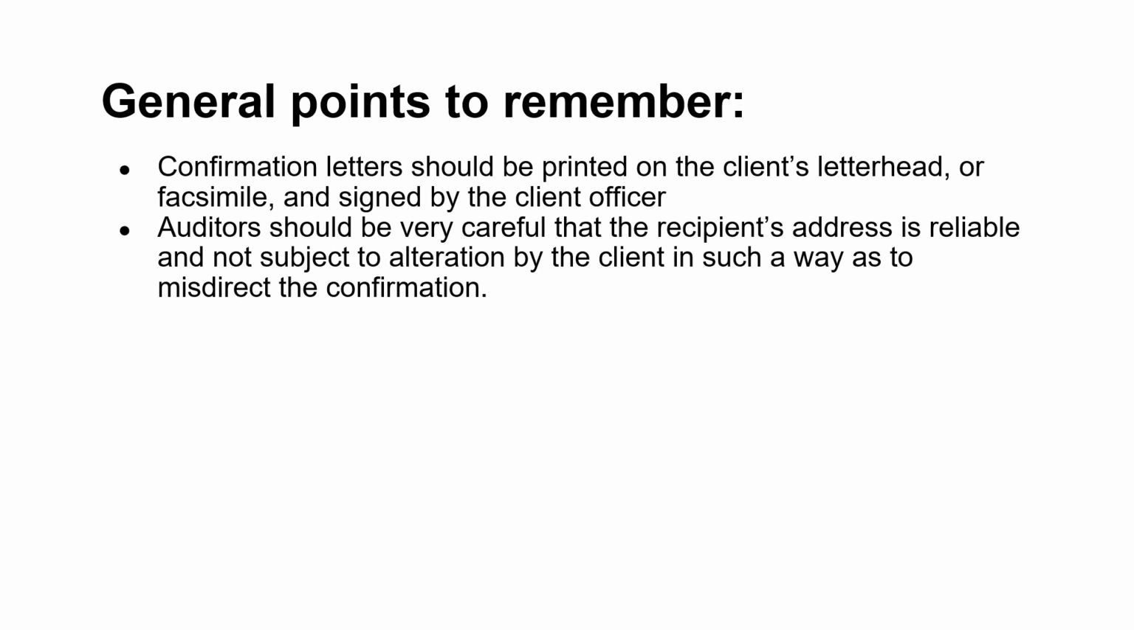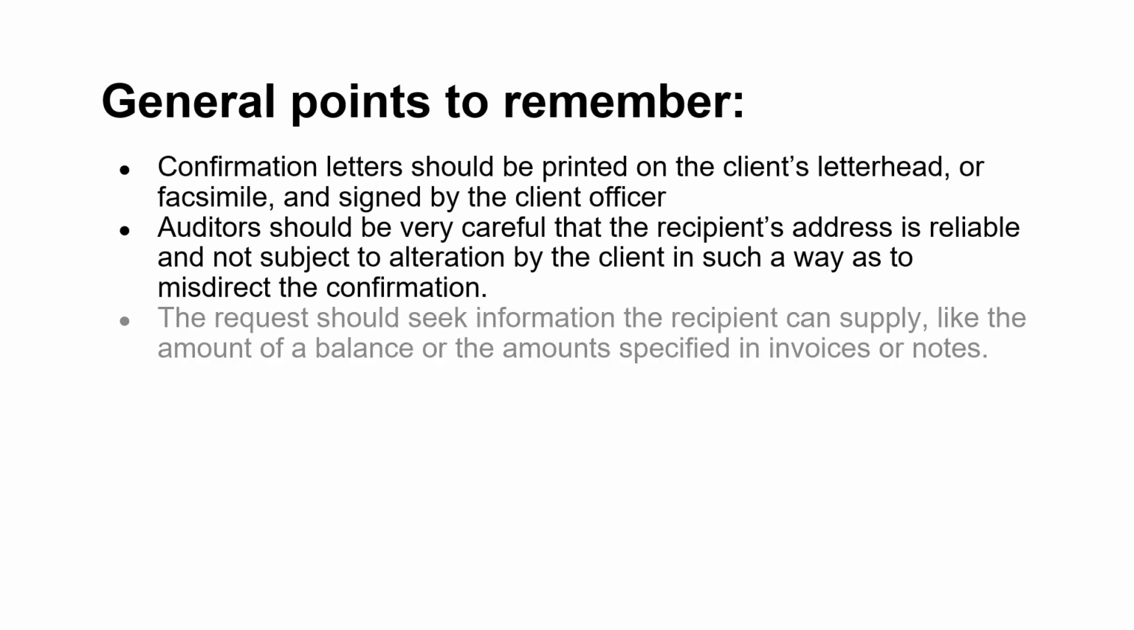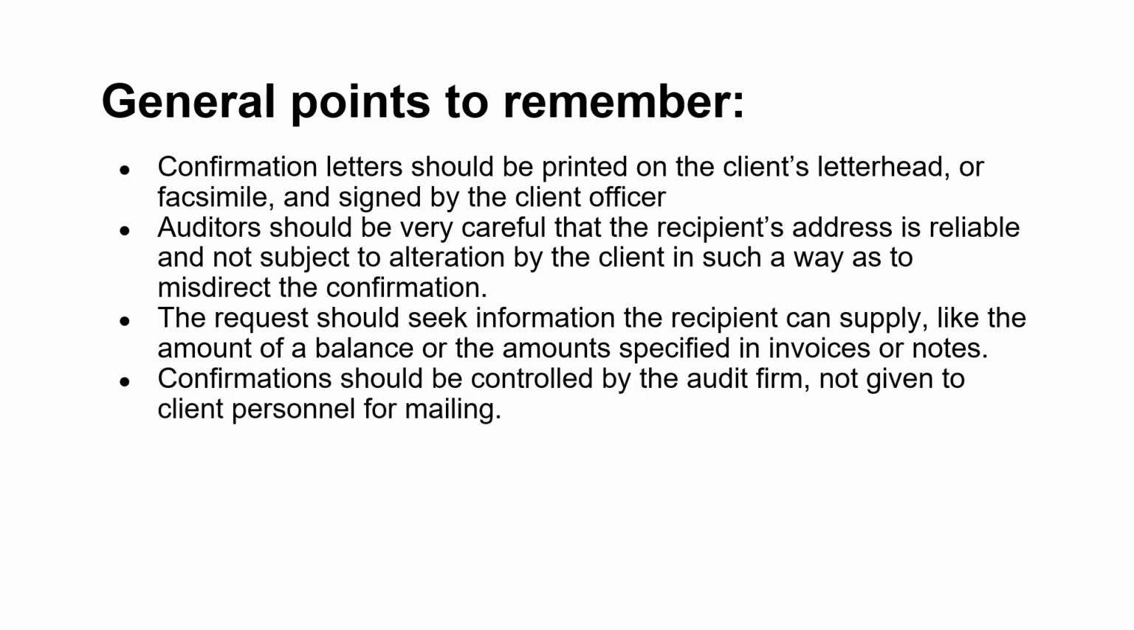The auditor should be very careful that the recipient's address is reliable and not subject to alteration by the client in such a way as to misdirect the confirmation, such as instances of failure of delivery mainly because the addresses have been altered. So we should be cautious about that one. The request should seek information that the recipient can supply. So do not make it too overwhelming for the recipient. Ask for information that they can supply, for example, the amount of a balance or the amount specified in invoices or notes.